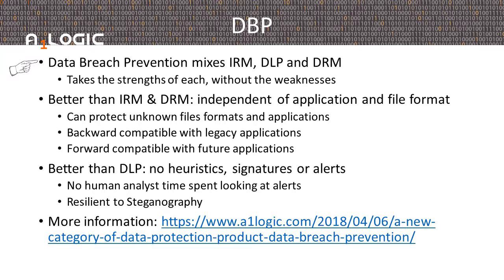Data breach prevention is a new product category that is a mix of IRM, DLP, and DRM because it takes the strengths of all of these categories, but not the weaknesses of all three categories. It is better than IRM and DRM because it is independent of the application and file format that it's protecting, which means that it can protect applications that were not even designed to be protected by the DBP application. DBP is better than DLP because there are no heuristics, signatures, or alerts, which avoids wasting valuable human analyst time on repetitive tasks. In addition, DBP is resilient to steganography because there are no heuristics.